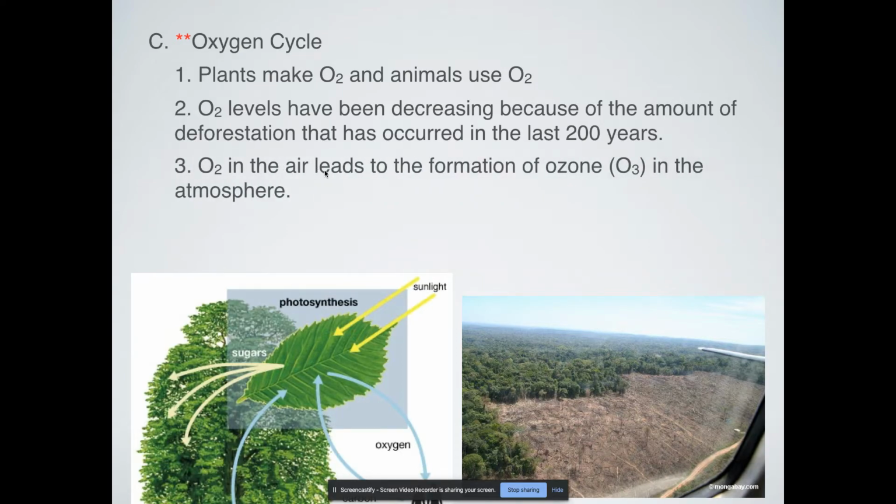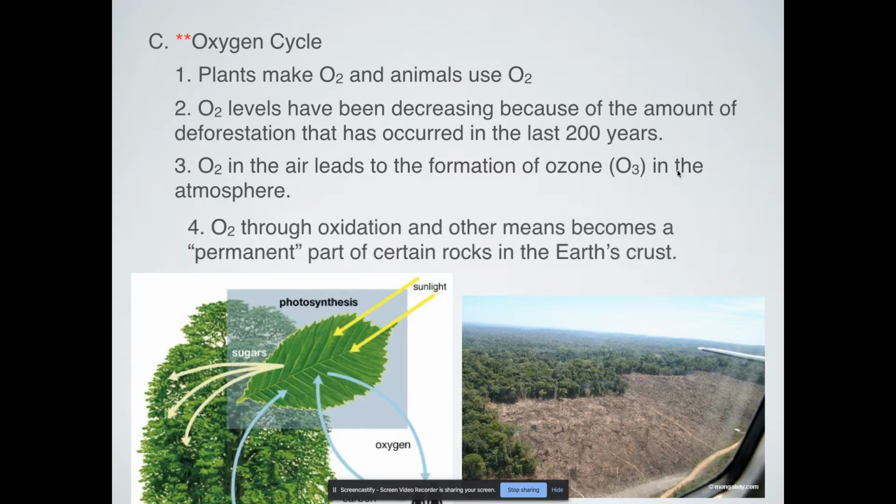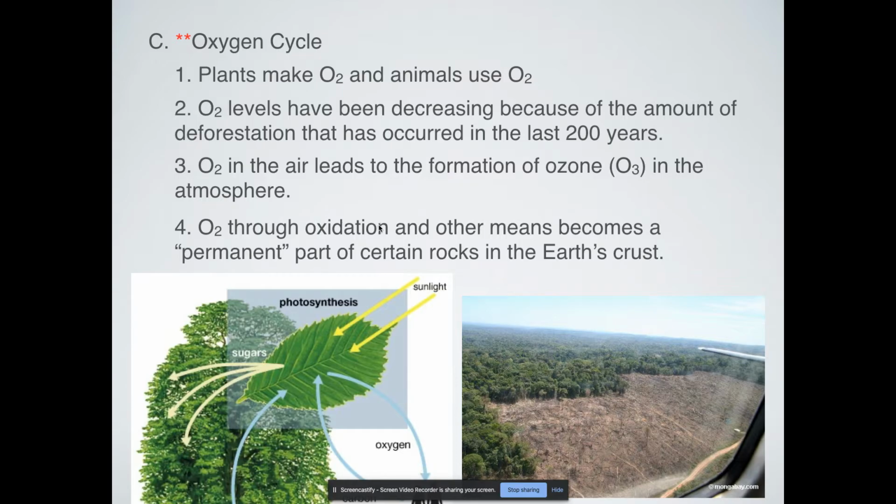O2 in air can lead to the formation of ozone in the atmosphere. That's a process we'll talk about at the end of this year when we go over environmental stuff. O2 can also, through oxidation, become fixed. Oxygen can become a permanent part of certain rocks. Oxygen is one of the most abundant elements in rocks because of oxidation, like rust, which is iron plus oxygen. So the Earth's crust is full of oxygen, but not oxygen that you can breathe, oxygen in the form of ions.